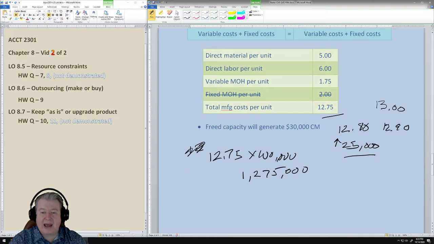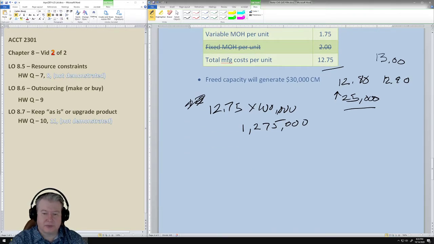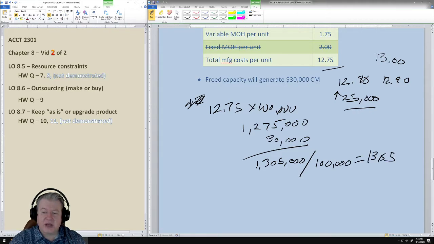And then we would add this extra, and that would give us 1305. And then if we divide that again by the 100,000 units, that would give us a number of 1305. At 1305, essentially what we're saying is this goes away. We neither gain nor lose. So if a company comes in, the maximum we would take from them is 1305.